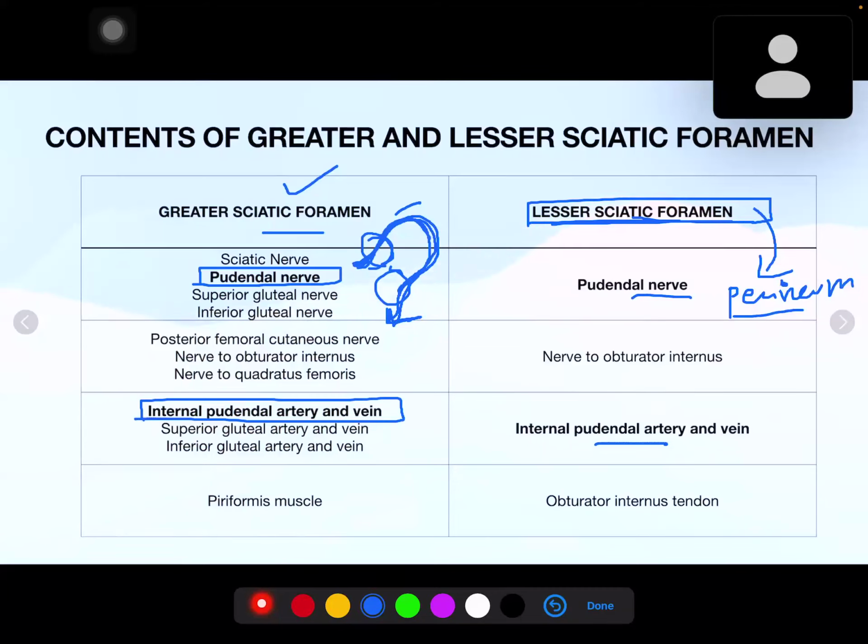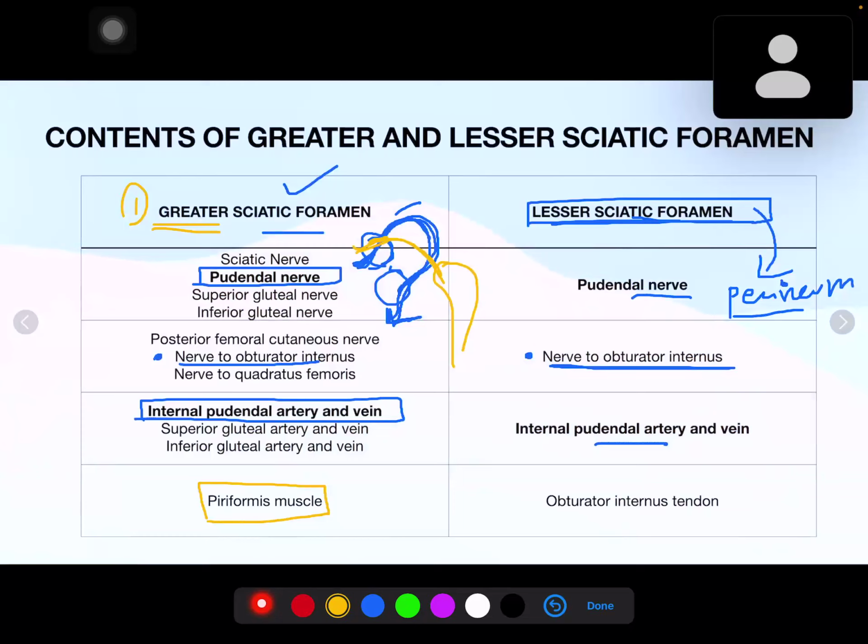And then also the nerve to obturator internus, this is an additional point, which goes from the greater to the lesser sciatic foramen. Okay, now if they ask you what muscle goes through these foramina, the muscles will be one each. From the greater sciatic foramen, the piriformis muscle. The piriformis muscle has to go through the greater sciatic foramen, and it will be attaching on the greater trochanter.